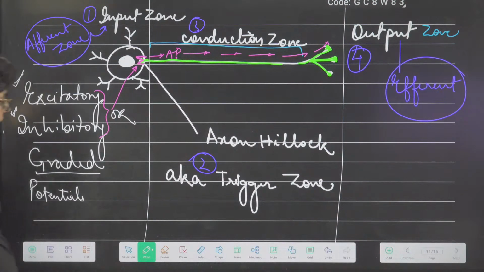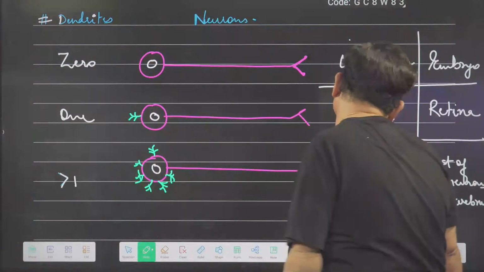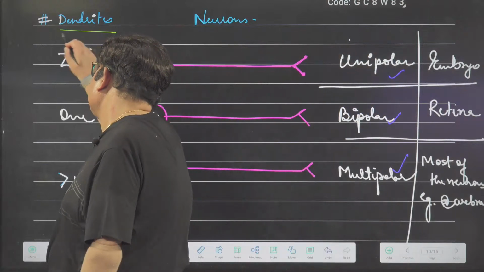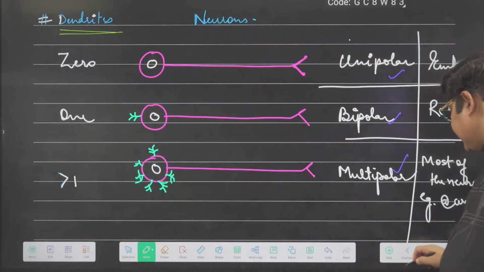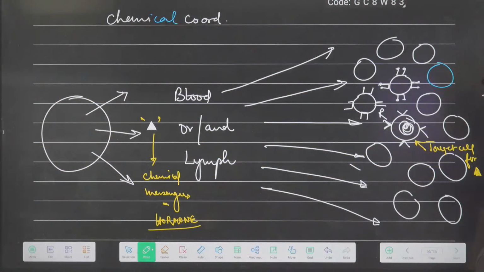The four zones are there. Paper will be asked on these four zones. In the question, we can ask about the type of neurons, the basis of the classification. The basis of the classification is mainly the dendrites, not the axon. Then we can ask what you know about the ganglion, what you know about the nerve. We can ask you about the supporting cells, the glial cells. They are non-excitable cells. More than one half of the volume is occupied by the glial cells. And then we can ask you about the different nature of the chemical control and the neural control.